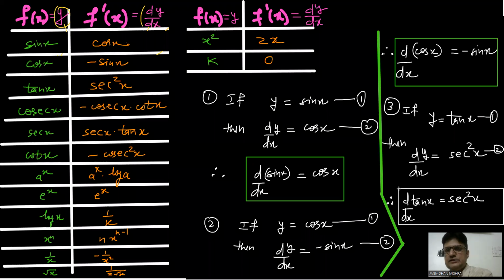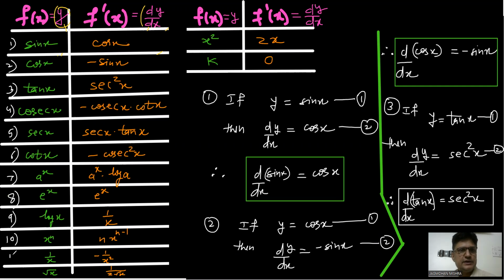So students, now see, I got d by dx of sine x is cos x, d by dx of cos x is minus sine x, and d by dx of tan x is sec square x. I did 3 for you. You have to do the same thing for all 14 functions: 1, 2, 3, 4, 5, 6, 7, 8, 9, 10, 11, 12, 13, and 14. You have to do the same for all 14 functions.